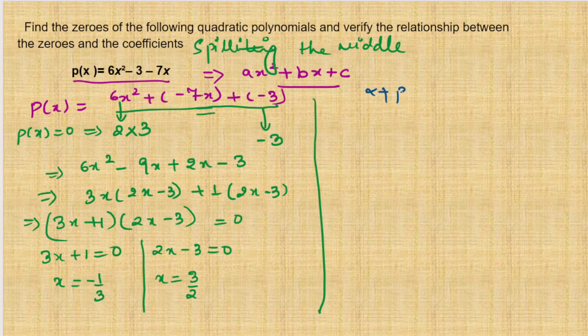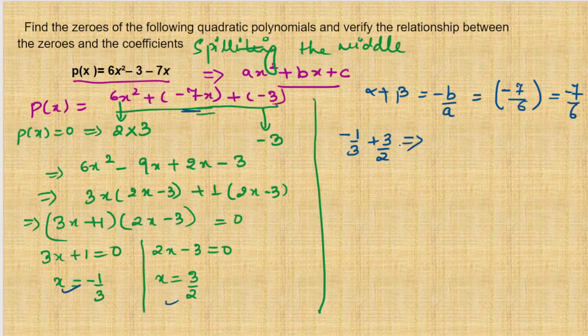So alpha plus beta equals minus b by a. What is minus b? Minus b is the coefficient of x. So it is minus 7 divided by 6, so it is minus 7 by 6. And from here also, what will you get? Minus 1 by 3 plus 3 by 2. When you add these, you get minus 2 plus 9 divided by 6. You will get 7 by 6. So hence the relationship for alpha plus beta is verified.